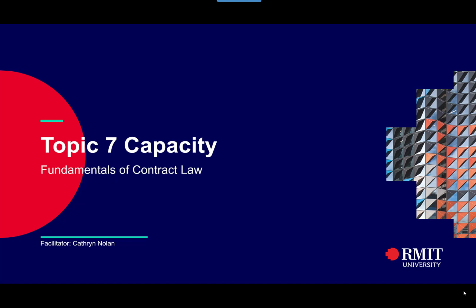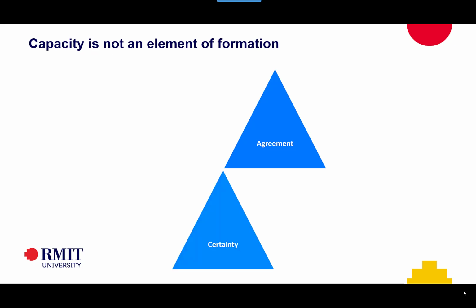All right, capacity. So first thing to start with is capacity is not an element of formation. We remember the elements of formation. They are agreement, which comprises offer and acceptance. When we can't find the two of them together, consensus ad idem is what we look for. We need certainty, so we need to know what the terms are.